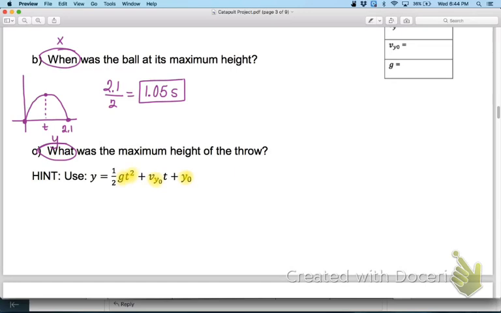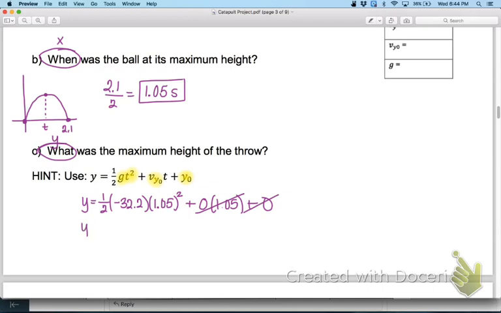So we know that y is equal to 1/2 times negative 32.2 (oops, it should be negative 32.2) times 1.05 squared plus 0 times 1.05 plus 0. And once again, that is 0, so those are really irrelevant.